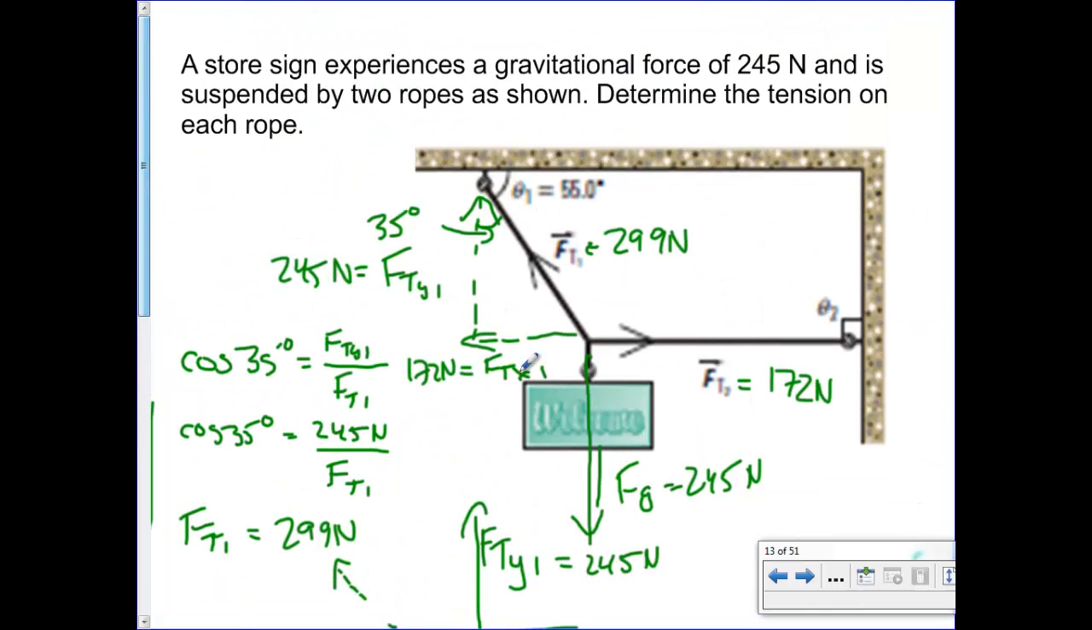So just to make sure I've summarized it here. Gravity pulls this guy down at 245. Therefore, the Y component of this string better also be 245. Using some trigonometry, we can find the actual tension in the string as 299. And we can also find the X component of the string as 172. In order to make sure that the sign does stay stationary, if this guy pulls out at 172, this string better be pulling back in at also 172.